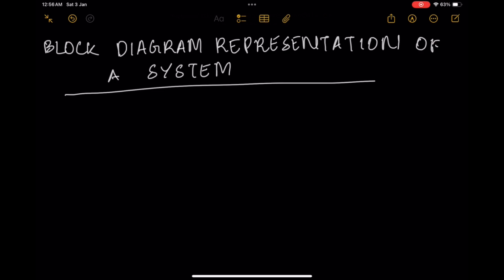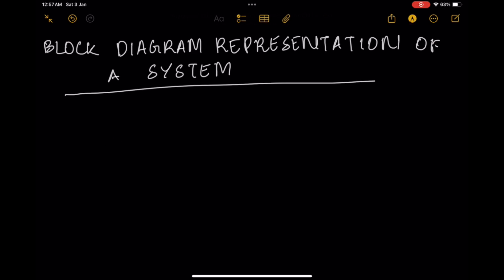So here we are going to learn block diagram representation. It is basically representing an actual system in terms of a transfer function. In order to do that, I will say it is a pictorial representation of a complex system in a simple manner. So first of all, I'm drawing a symbol for a system.